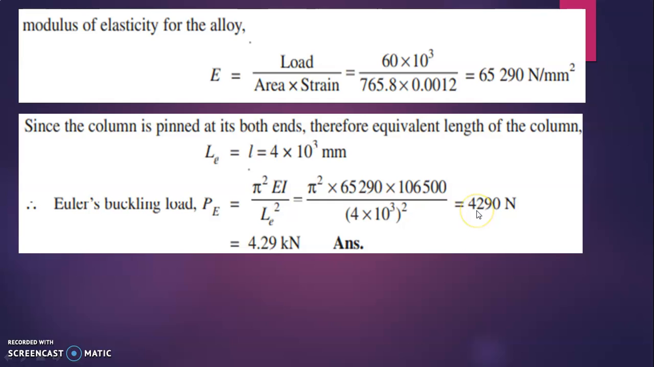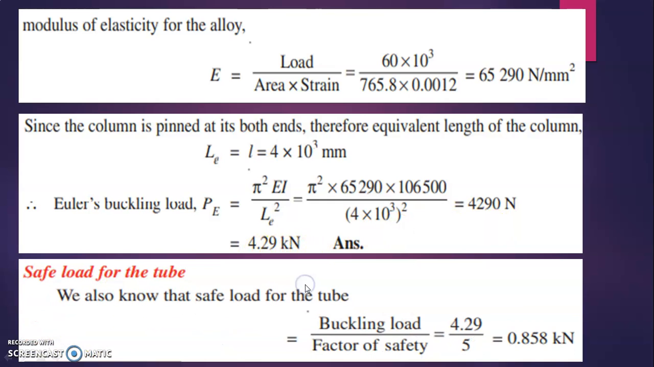So you get 4290 Newton. You can write in terms of kilonewton. So divided by 1000, it gives 4.29 kilonewton. We have to calculate the safe load. So safe load is equal to crippling load or buckling load divided by factor of safety, that is equal to 4.29 divided by 5 is equal to 0.858 kilonewton. So like this you can calculate what is Euler's crippling load and Euler's safe load.